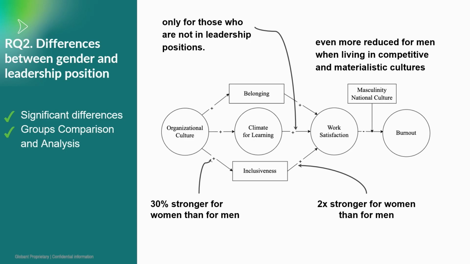They want to learn. And for national culture, in this case, we used the 6 dimensions of national culture from Hofstede. The only national culture dimension that made a difference in reducing burnout even more was masculinity. In this aspect, it was significant for men. So for men, burnout is even more reduced: when men are satisfied in masculine cultures, they have even less burnout.